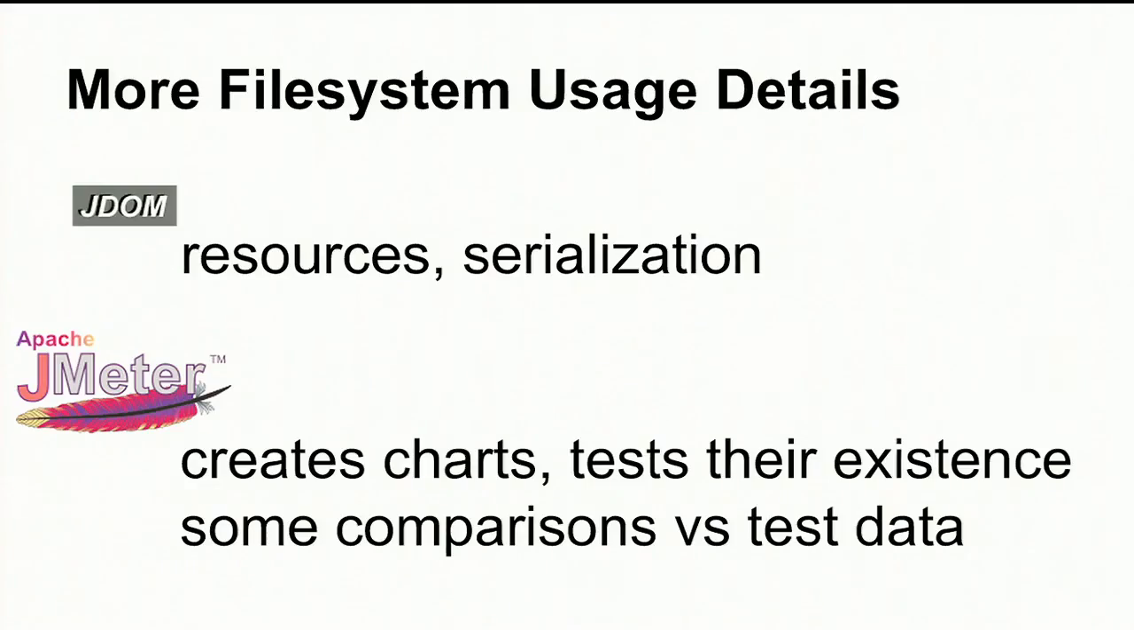There's another serialization case for JDOM. JMeter creates charts. It tests their existence. I guess it's hard to test that the chart actually looks like it should, and these open source programmers don't have the resources to test that the charts are actually the correct thing, but they check if the chart exists or not. There are also some comparisons versus golden masters as well.